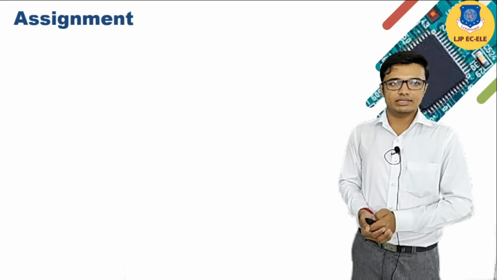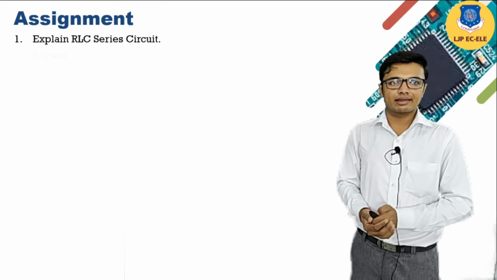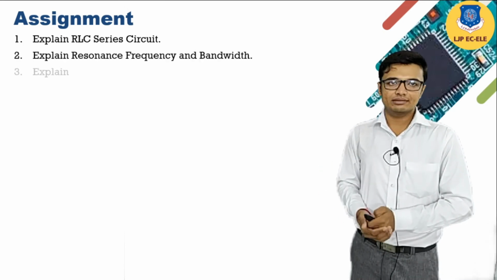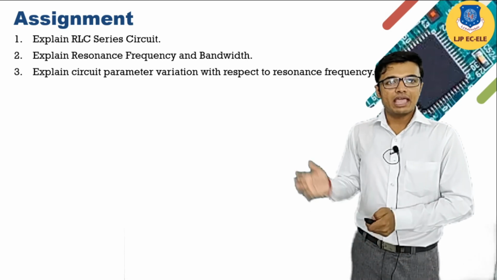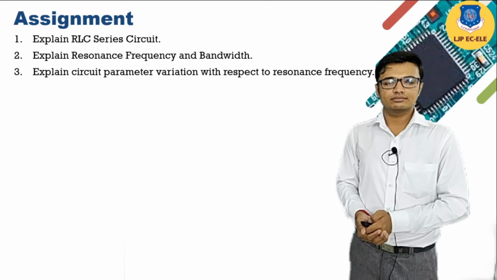So let me give you some questions for assignment. The first question is: explain RLC series circuit. Second is: explain resonance frequency and bandwidth. And the third is: explain variation of circuit parameters with variation of circuit frequency.